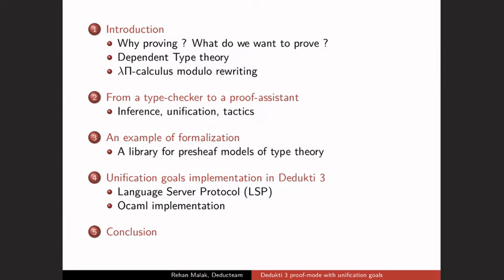So the plan of this talk is going to be the following. First, I will say a few words on why we want to prove things and what we want to prove. Then I will recall some basics about type theory and dependent type theory and try to present succinctly a logical framework the Deduct team pushes forward as a good candidate for proof interoperability.